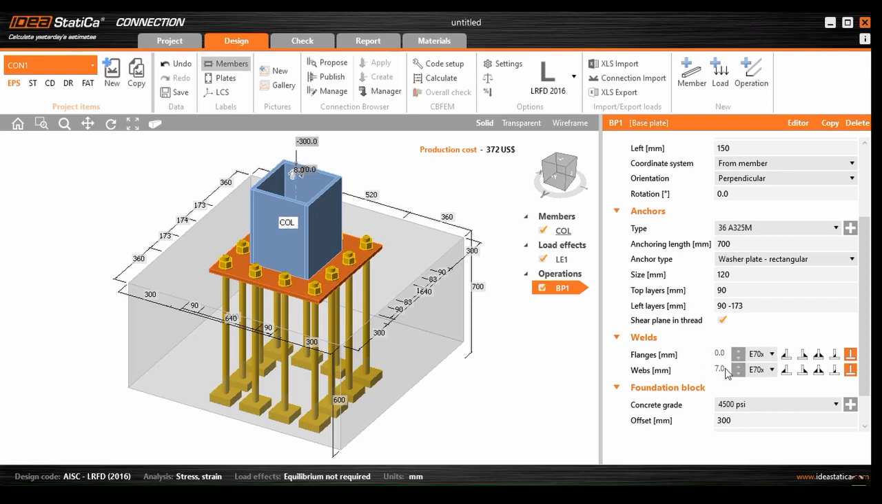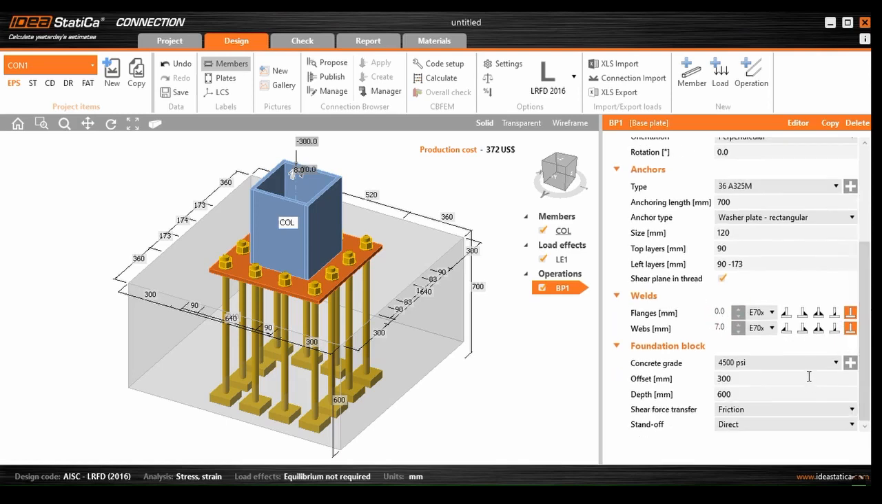So for the groove welding, the thickness of the weld is about the thickness of the smaller plate. So leave it as it is. So in the next part, we get to the concrete foundation. We can change F prime C here.